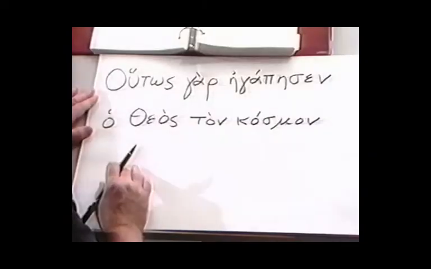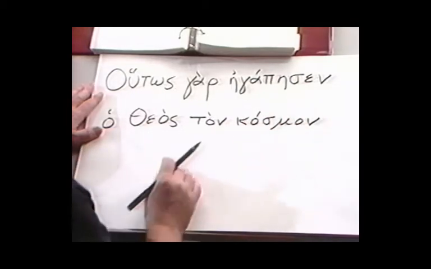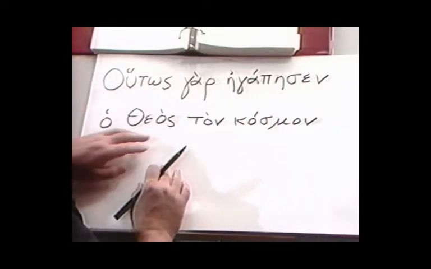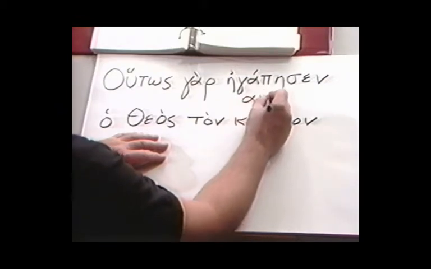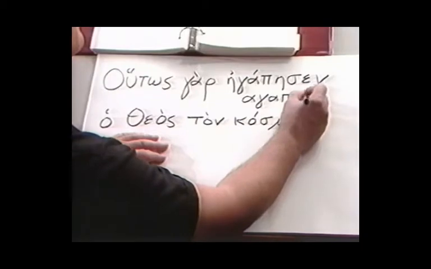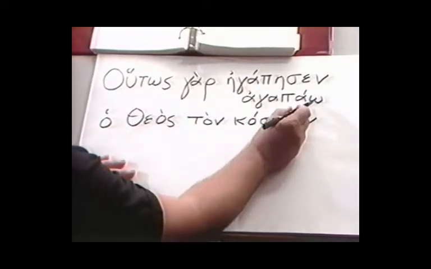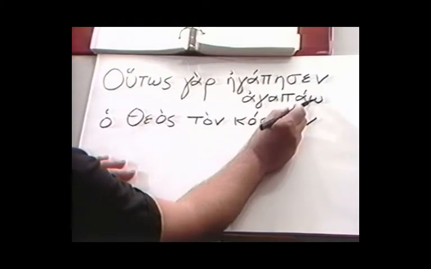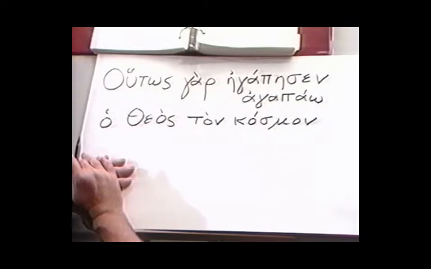And of these words right here, which word looks like it's a verb? How about this one? Agapesen. Right. Agapesen is from the verb agapao. And agapao, see the omega on the end? Agapao means I love.